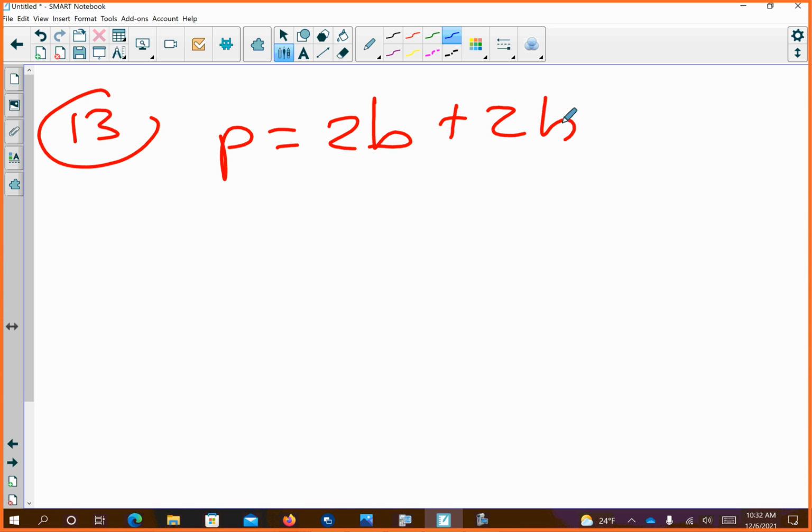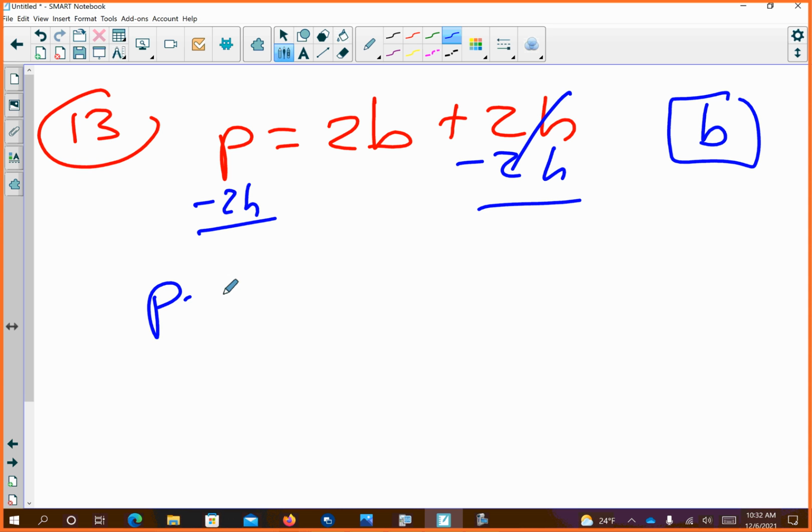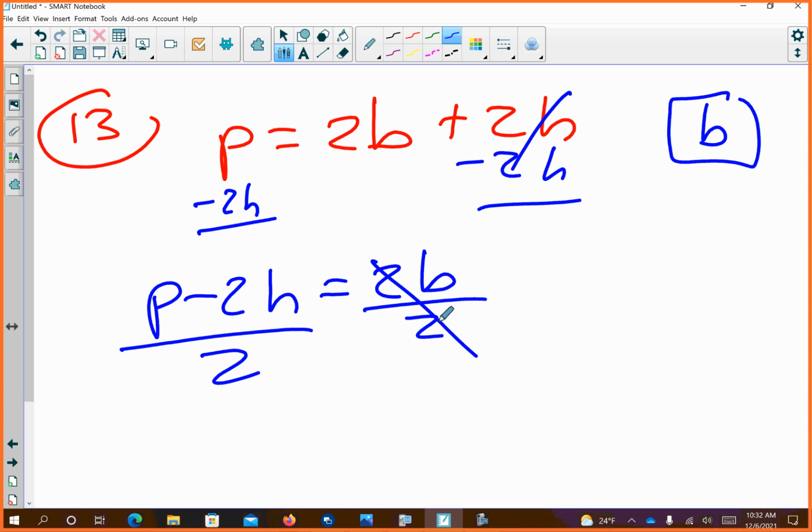Number 13 is a literal equation, so we want to solve for one of the letters. So get one of the letters by itself. And we want to get B all alone, okay? So I'm going to subtract 2h from both sides. So those cancel, so P minus 2h equals 2B. And then I'm going to divide both sides by the 2. So I get B is equal to P minus 2 times H all over 2, which looks like the letter B.